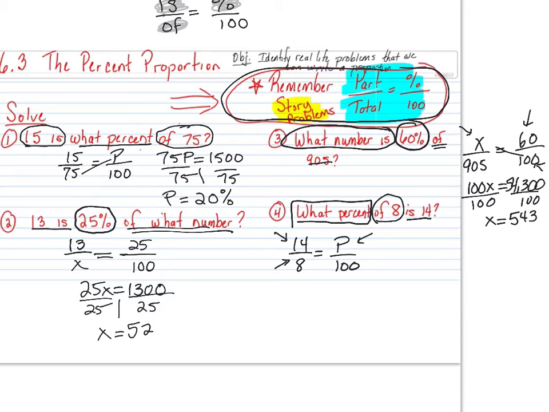Okay, so we're going to cross multiply. We get 8P equals 1,400. Then we're going to go ahead and divide both sides by 8. And P is going to equal 175%. Don't forget the percent sign on that.